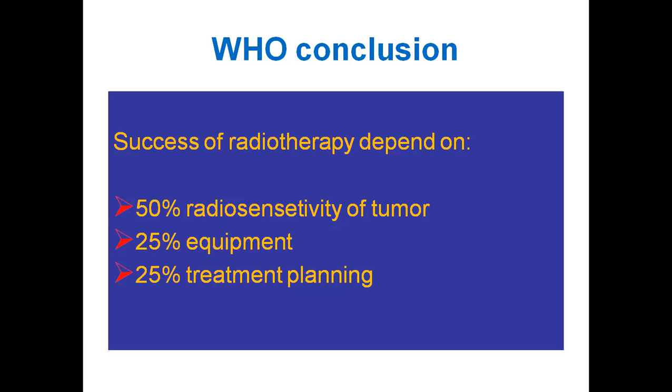The World Health Organization made the following conclusion: that success of radiotherapy depends 50% on the radiosensitivity of the tumor, 25% on equipment, cobalt machine, linear accelerators, or older techniques, and 25% on treatment planning. Here are all the reasons which may affect the efficacy of your radiotherapy.